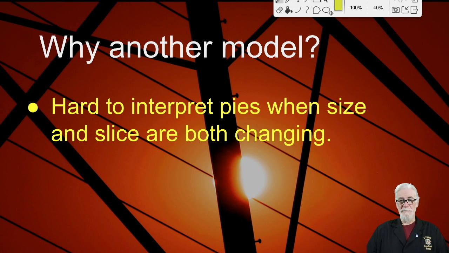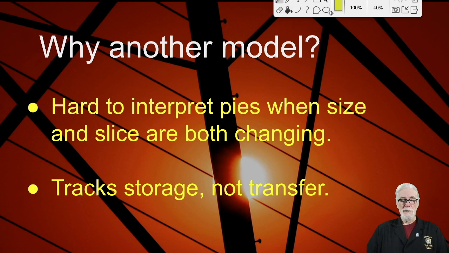Figuring that out would require some kind of fancy geometry formulas, and that's not something that you can just look at and get a quick visual interpretation in your brain. So it's hard to interpret pie size and slice size changes when they're both happening at the same time. That's a weakness of the pie model when the system is open.